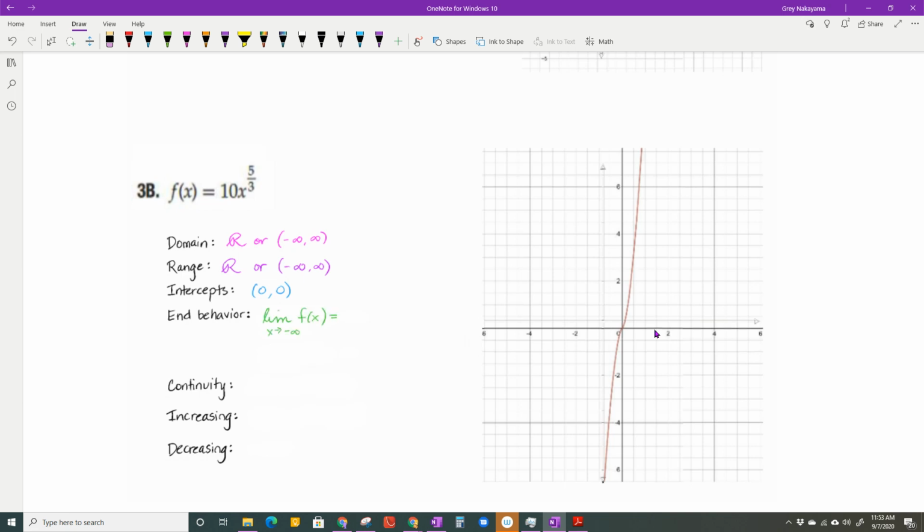For end behavior, I have a left arrow and a right arrow, so I have to answer both of those. The left arrow is going down and the right arrow is going up. So down to negative infinity, up to positive infinity. It is continuous over the whole interval of my domain. Increasing or decreasing: if I start at the left side, my y values are getting bigger and bigger, so I am always increasing over that same interval and never decreasing. And that is all of power functions.